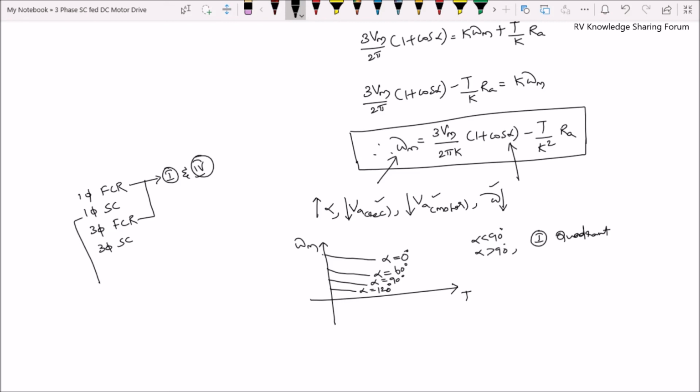Whereas our single phase semi converter and three phase semi converter provide the operation only in the first quadrant, which is of forward motoring. So that is all about today's session.